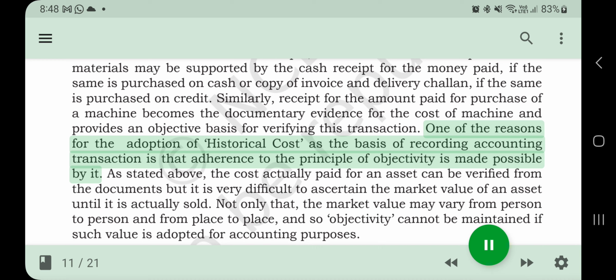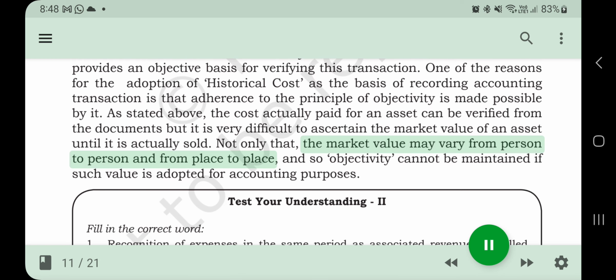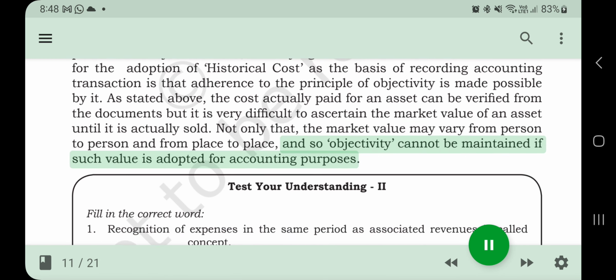One of the reasons for the adoption of historical cost as the basis of recording accounting transactions is that adherence to the principle of objectivity is made possible by it. As stated above, the cost actually paid for an asset can be verified from the documents, but it is very difficult to ascertain the market value of an asset until it is actually sold. Not only that, the market value may vary from person to person and from place to place, and so objectivity cannot be maintained if such value is adopted for accounting purposes.